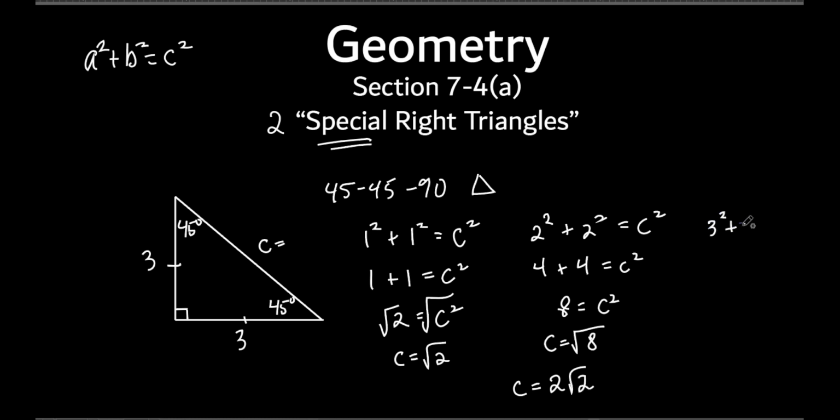So 3 squared plus 3 squared equals what? C squared. So that's what? 9 plus 9, yes, equals C squared. That's 18 is C squared. So what's C? Square root of 18. Let's break down the square root of 18. Now, there's a couple things that multiply to become 18, right? There's 2 times 9. There's 6 times 3. But there's something else. What is that? 9 times 2. I want to use 9 times 2. Why?